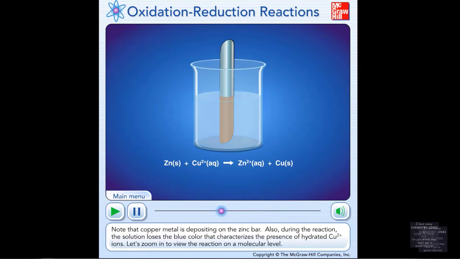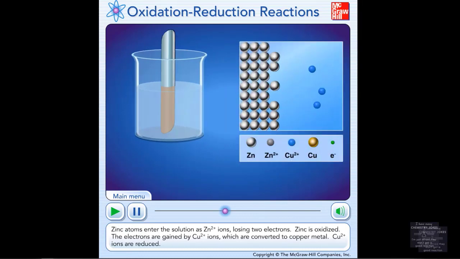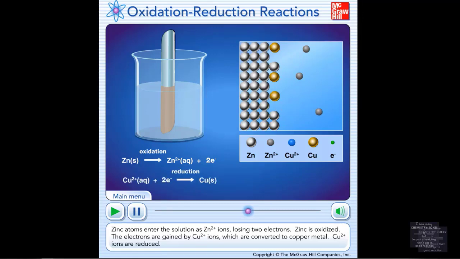Let's zoom in to view the reaction on a molecular level. Zinc atoms enter the solution as zinc 2 plus ions, losing 2 electrons. Zinc is oxidized. The electrons are gained by copper 2 plus ions, which are converted to copper metal. Copper 2 plus ions are reduced.